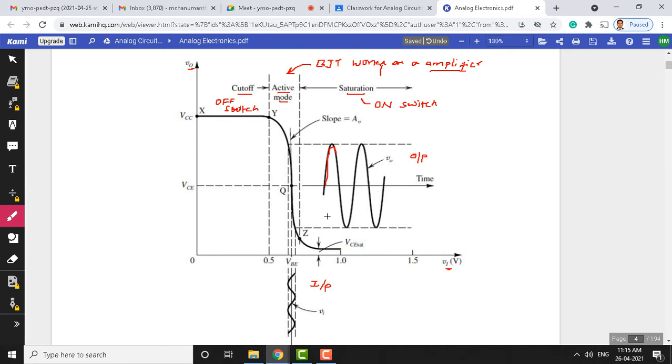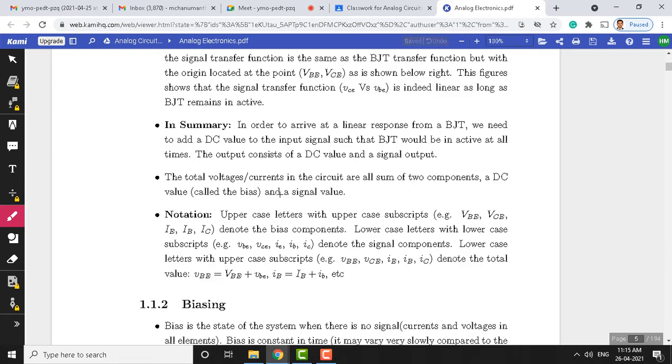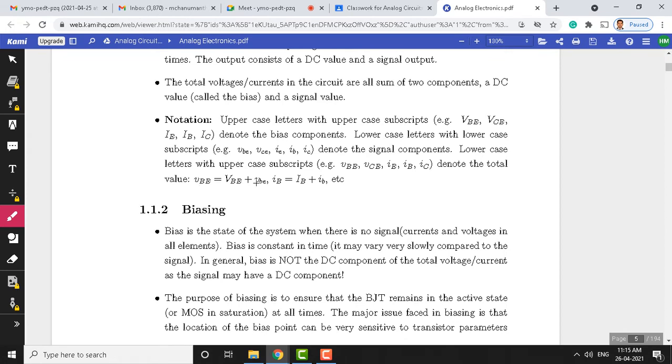So this is the characteristics we saw in the last class, and later we discussed the notations we need to be familiar with for amplifier circuits. Three types of notations were discussed. The first is both uppercase letter and uppercase subscript, which is DC notation. Then we have AC notation, both lowercase letter and lowercase subscript. And whenever we use a lowercase letter with an uppercase subscript, this gives the total value.